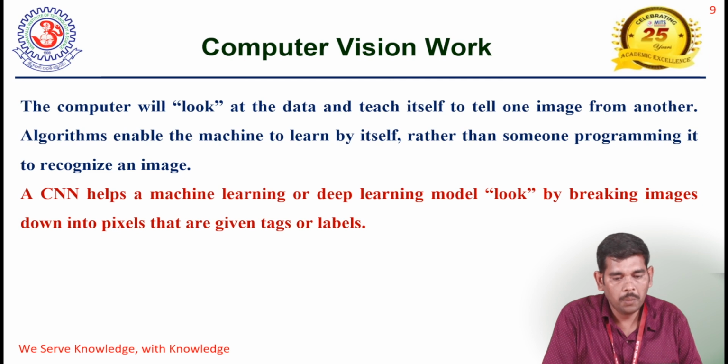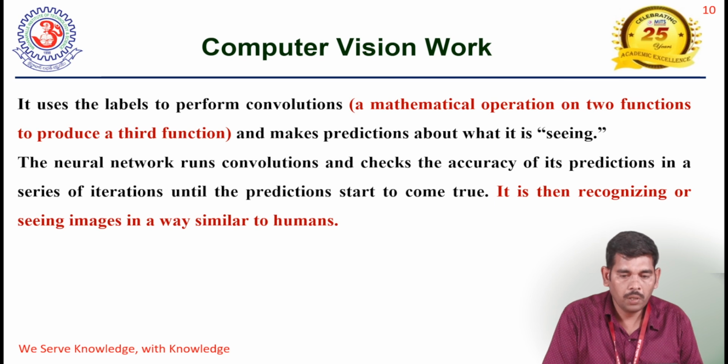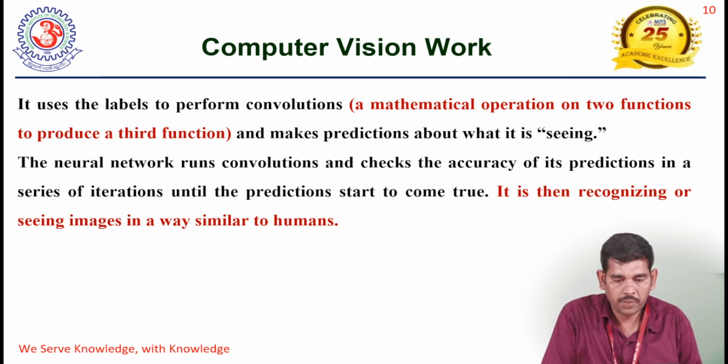A CNN helps a machine learning or deep learning model look at an image, breaking it down into pixels and giving a tag or label. The label is nothing but a segmentation of layers. In a computer vision algorithm, you have only mathematical operations. So every image data is converted to a vector image. These are mathematical operations on the two functions.